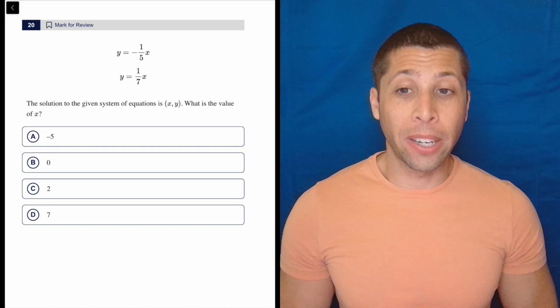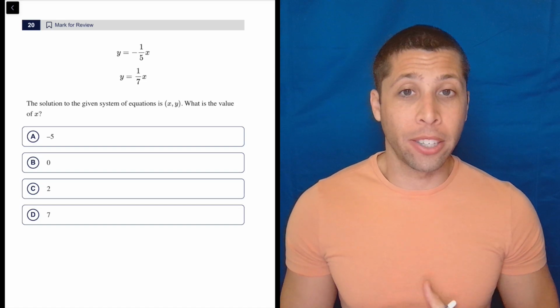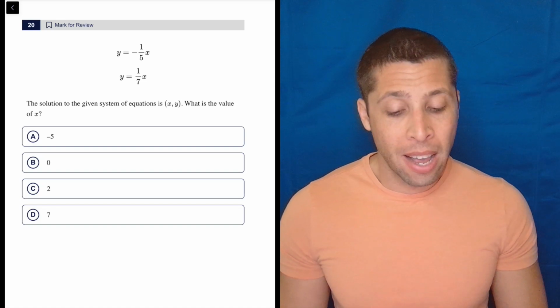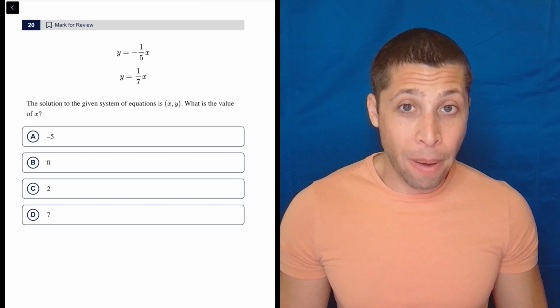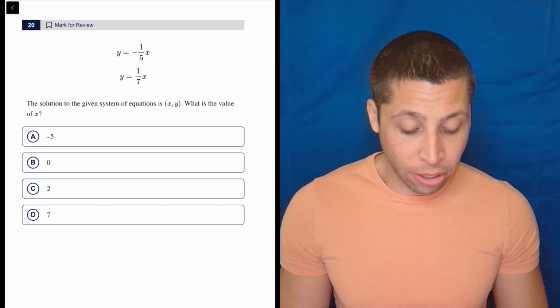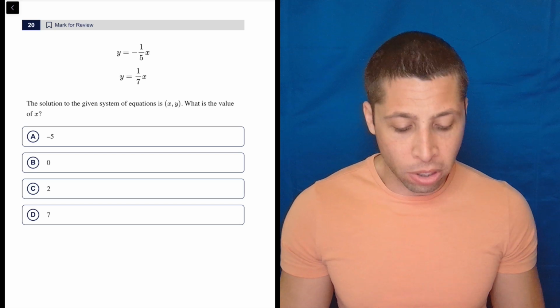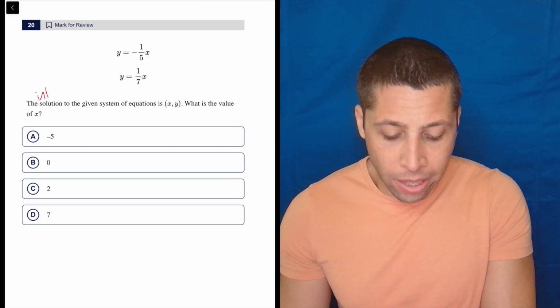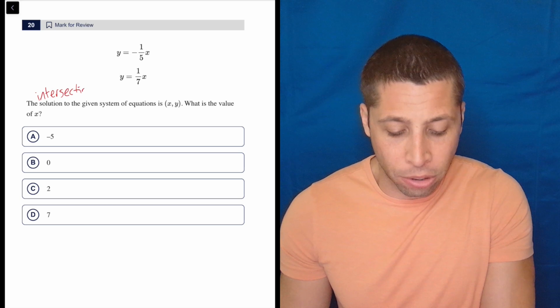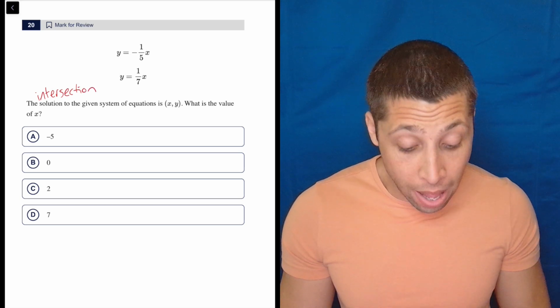Some of you are just going to have a very intuitive understanding of what's going on here and just know the answer right away. But for the rest of us who maybe aren't as gifted mathematically, there's an easy solution here. Let's just go to the calculator, the graphing calculator. They're asking for the solution to this system, which is a slightly more mathematical way of asking for the intersection, right? They want to know where these two lines intersect.